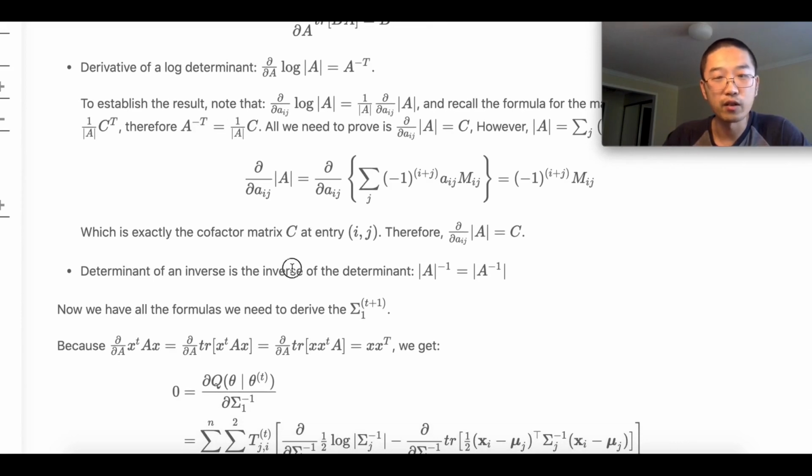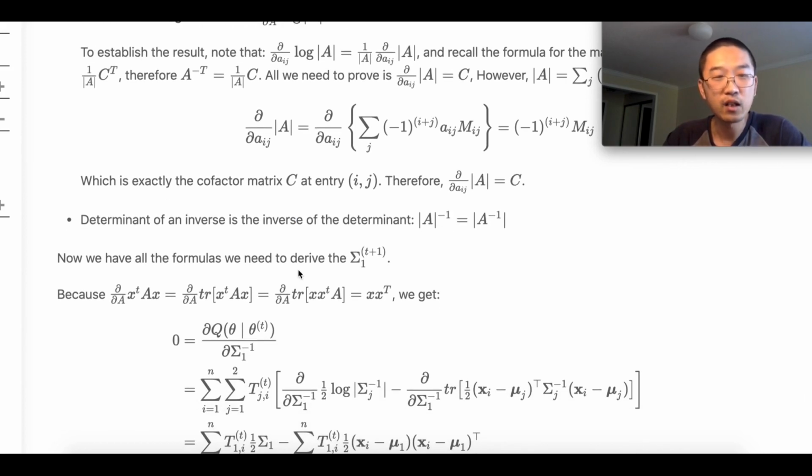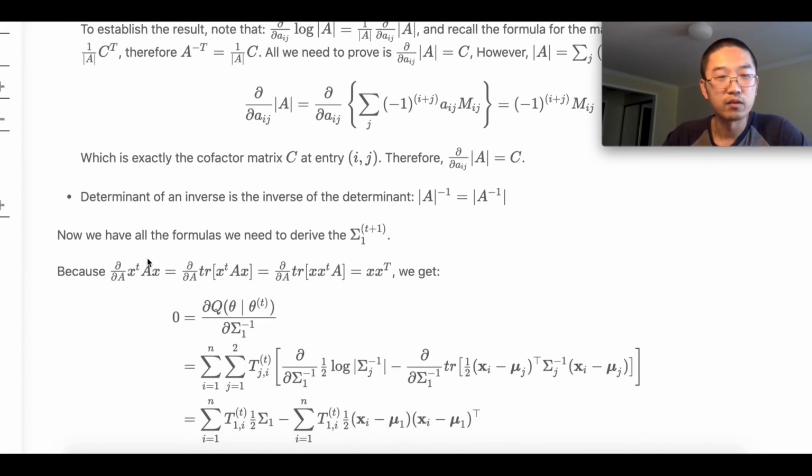The last formula we're going to need is that the determinant of an inverse is the inverse of the determinant. I won't be proving that. If you don't know that, you can easily find it online. So now we have all the formulas we need to derive the estimate, the formula for the sigma matrix.